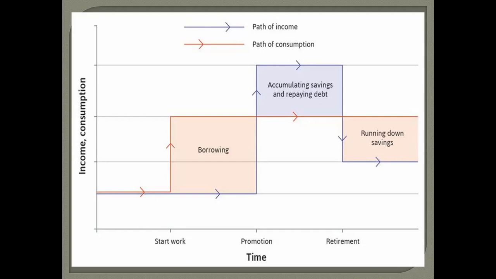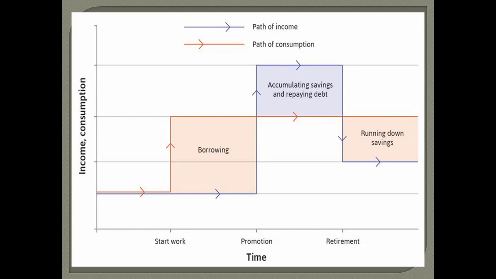But soon after getting the work, we see that his path of consumption lies above the path of income line. What does it mean? The meaning is that after starting to work, his consumption may be raised, but his level of income is low. Therefore, to smoothen the consumption, he borrows money from banks or other sources.